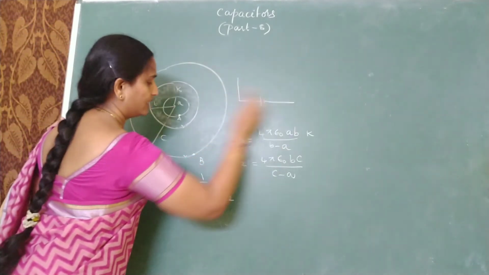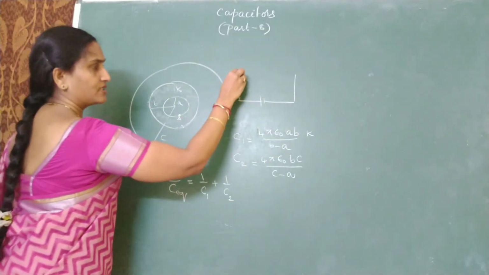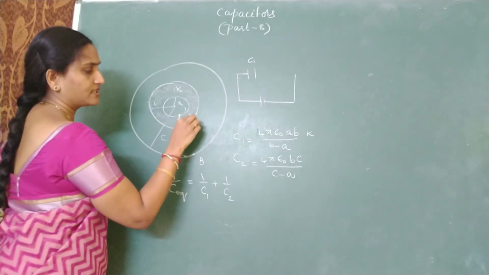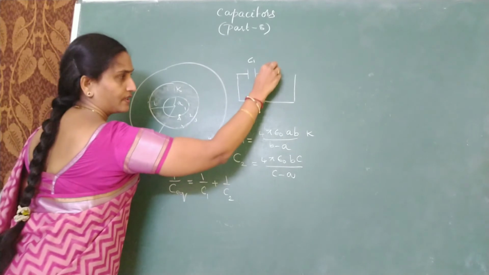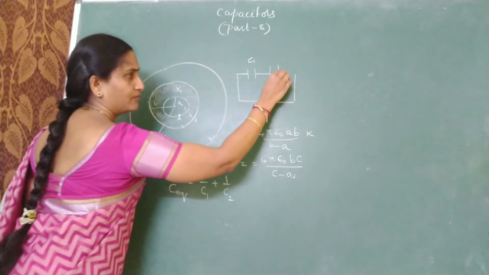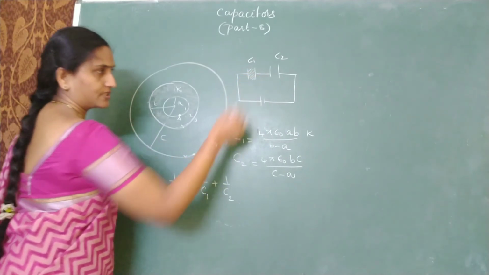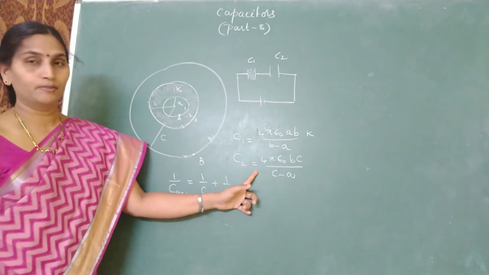If I am finding the equivalent capacitance between A and B, between the first and second surface you have a capacitor C1. This is the first surface, second, third and fourth. 2 and 3 are the same. So between the second and third surface we have one more capacitor C2. This is completely filled with dielectric. We have already got the formula for C1. Then this is the formula for C2.